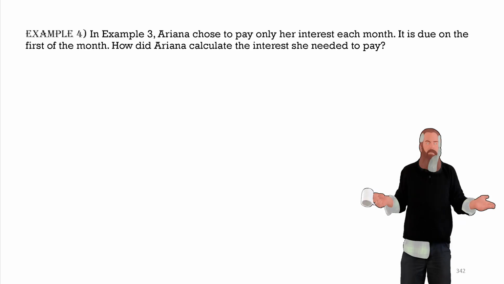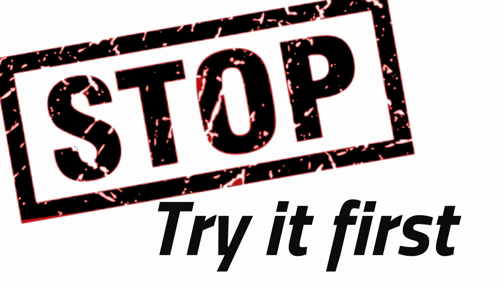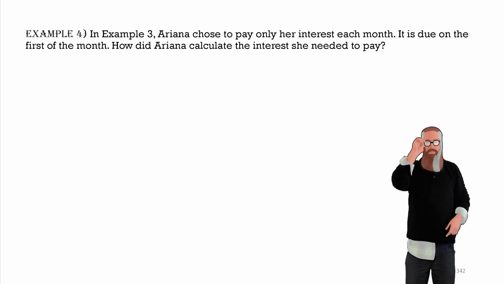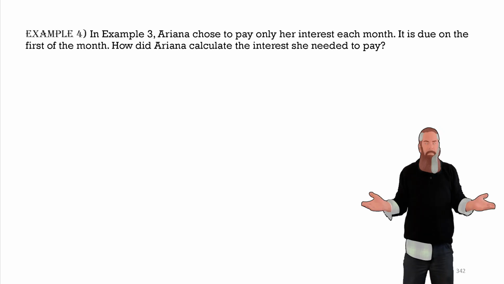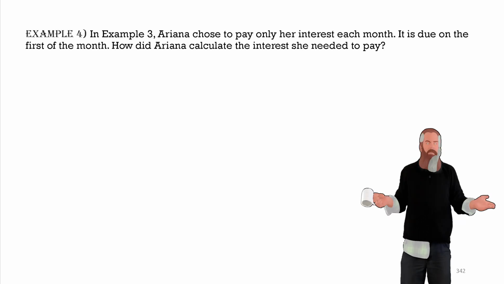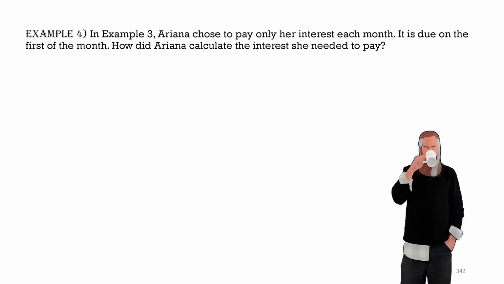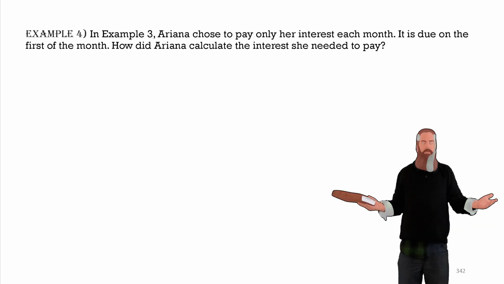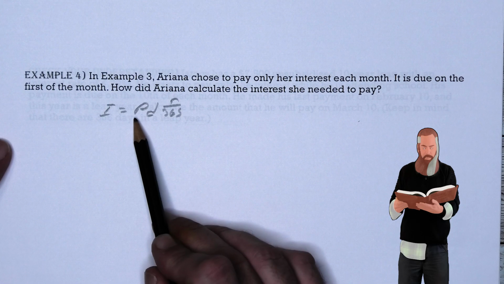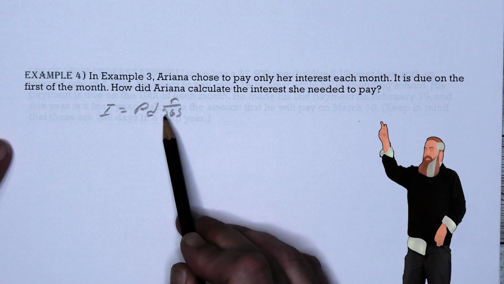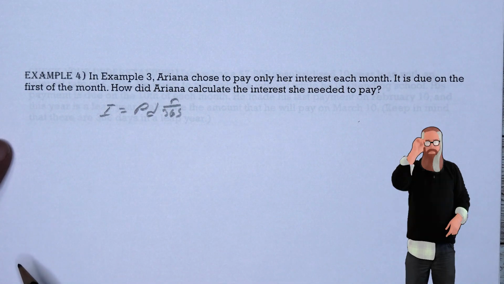How did Ariana calculate the interest she needed to pay? Ariana used the simple daily interest formula, which gives her the amount of interest accrued since the last time she made a payment. Basically, the formula determines the daily interest amount for the year using the simple interest formula and then multiplies that amount by the number of days, D, since the last payment. So this is the amount of the loan times the number of days times the rate divided by 365.